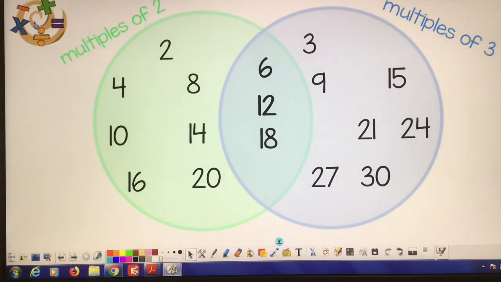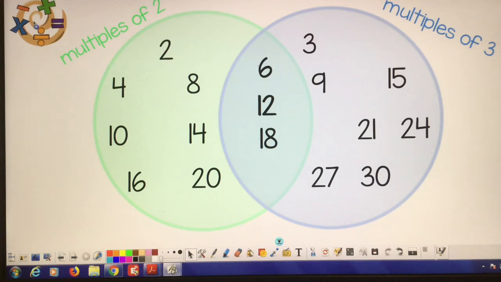Okay, so let's go back to the questions on number 17. Which number could be in the area where the sets overlap? 3, 9, 12, or 15? Because I think we have the answer. We found the answer for number 17. It's right there in front of us.